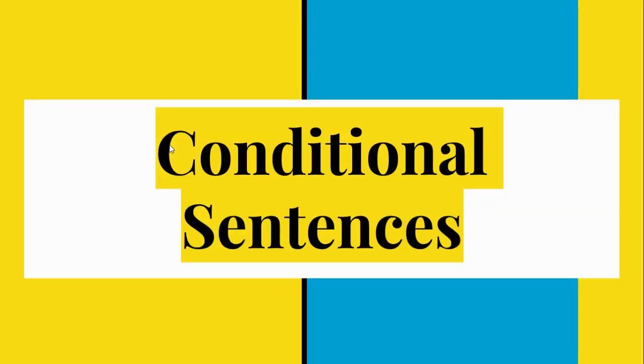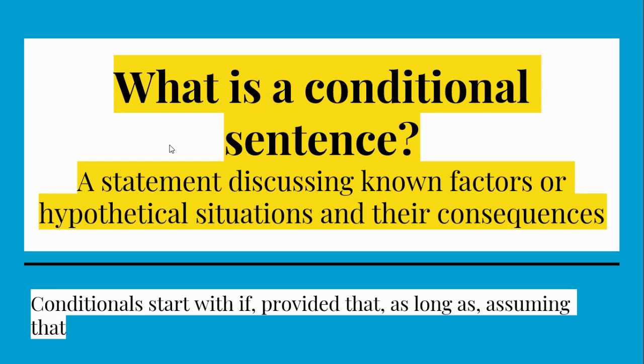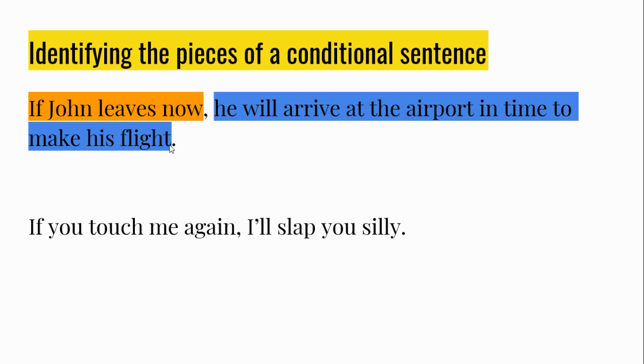Today we're going to talk about conditional sentences. So what is a conditional sentence? A conditional sentence is a statement discussing known factors or hypothetical situations and their consequences. Conditional sentences often start with if, provided that, as long as, or assuming that. There are two parts to a conditional sentence. Our two parts in a conditional sentence are the condition and the result.